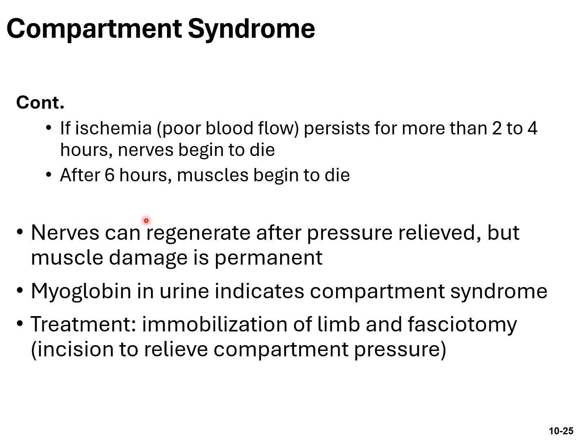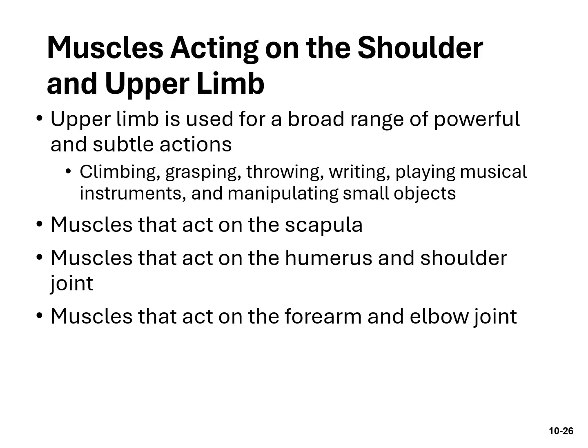Also, one more thing about compartment syndrome. Some of you might have fallen asleep on your arm and felt like it was dead, because if you have poor blood flow that persists for more than 2 to 4 hours, nerves begin to die. That's why most of the time when you're laying on your arm, you pinch different blood supply, and then that blood supply doesn't go all the way to the muscles, and it can start feeling dead. So when you wake up, you get that tingling sensation, and that's what happens when the blood supply starts going back to those different muscles and nerves.